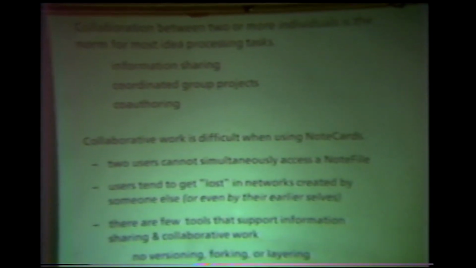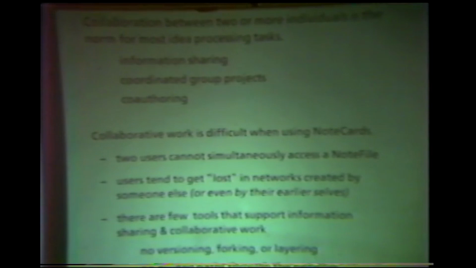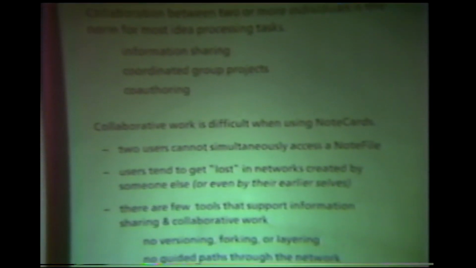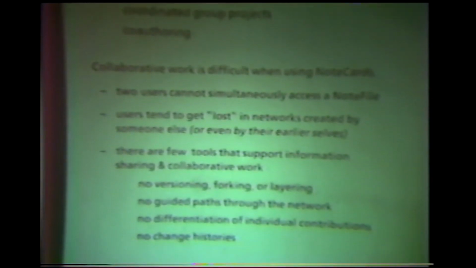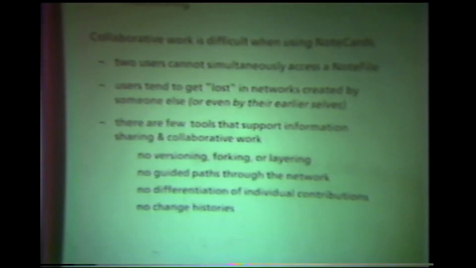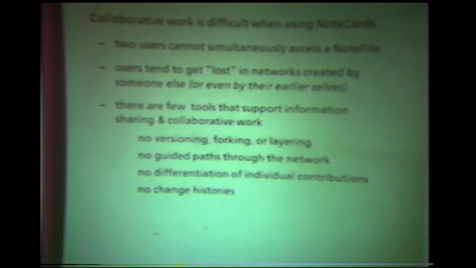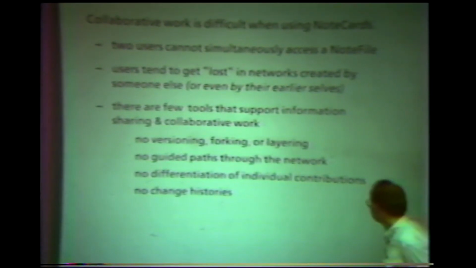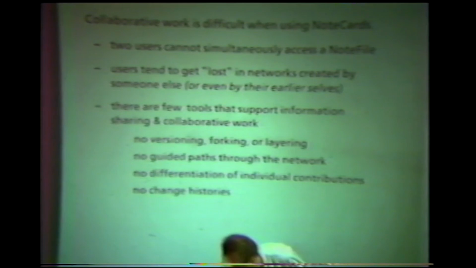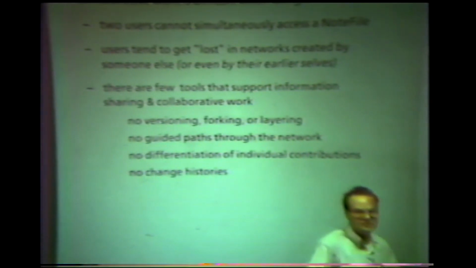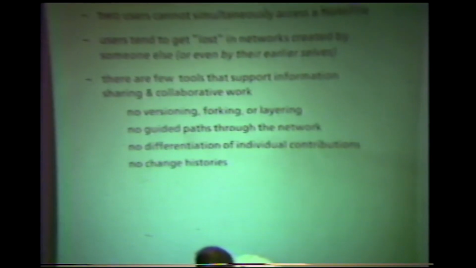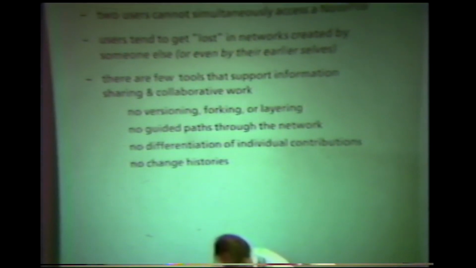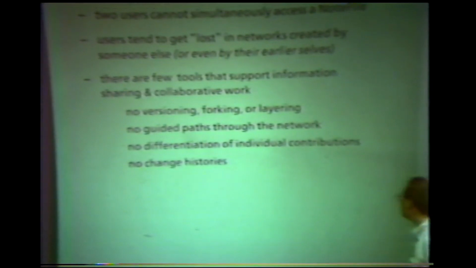First of all, two users can't simultaneously access a note file, so you have to do draft passing of large note files. Users tend to get lost in networks created by someone else. So someone creates a giant network and hands it off to their co-author, and they say, what is this? In fact, that's very common where you consider your earlier self your collaborator. You go back into a note file you created 6 months ago, and what does a contradiction link mean after all?